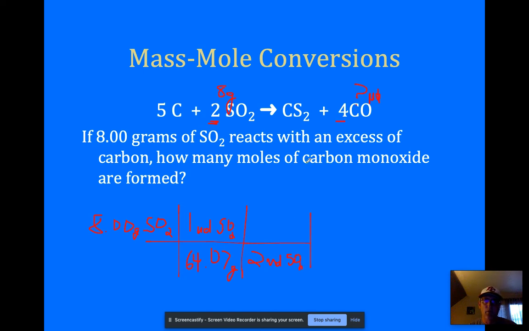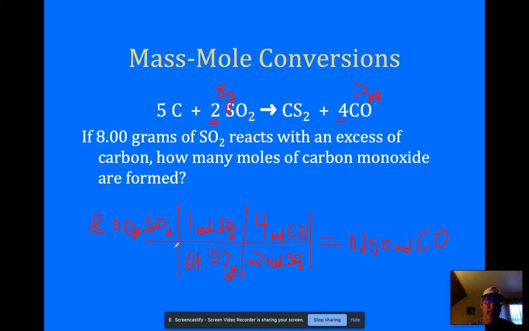There is 4 moles of CO. So 4 mole CO. Okay, so mole SO2 cancels. Your gram amount cancels. Now we just have to do the math. So 8 divided by 64.07 times 4 divided by 2. And you get like 0.250. So we have 0.250 mole of CO.